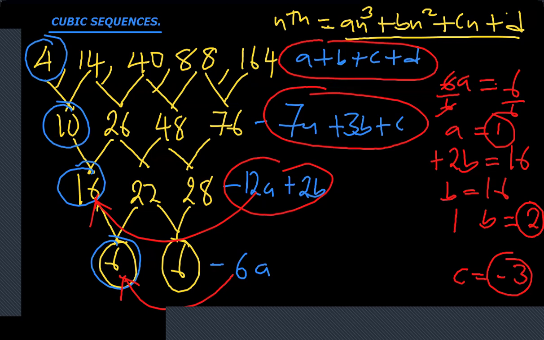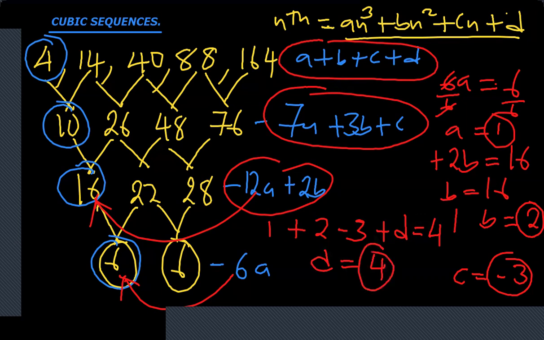So a is already 1. So 1 plus our b, which is 2, plus our c, which is actually negative, our c is -3. And then plus d should give us the first term, which is 4. So 1 plus 2 is 3, 3 minus 3 is 0. So d is 4. So we have all our constants.